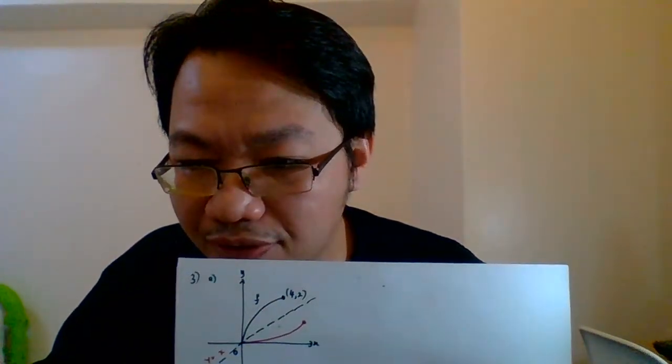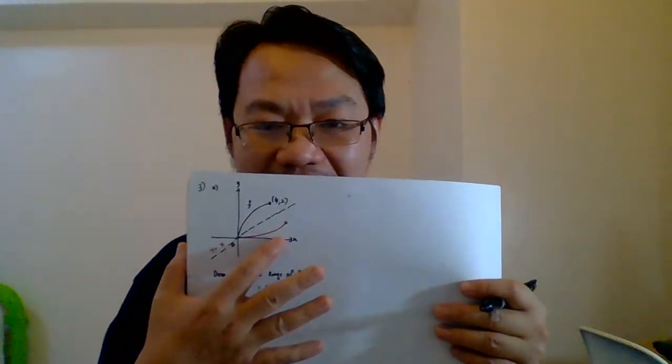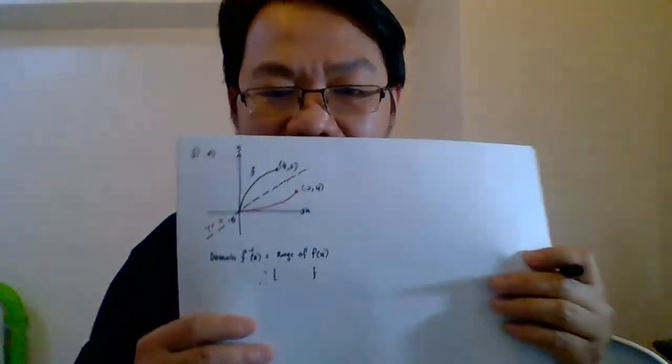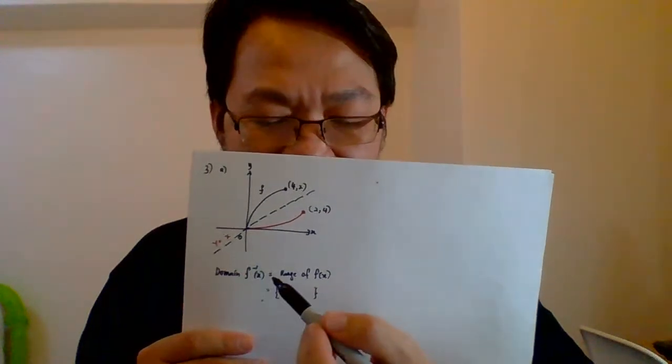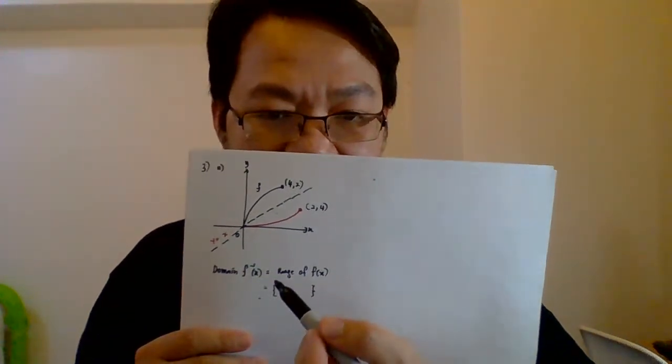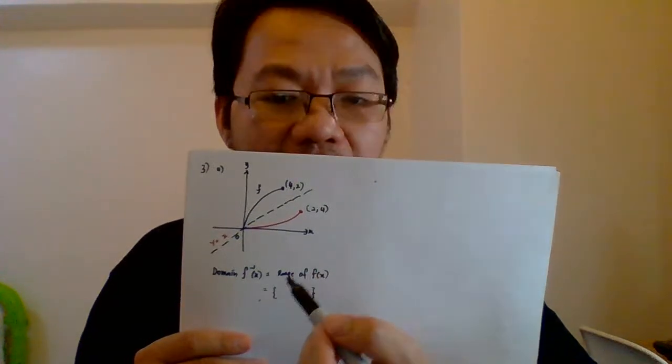Now some friends gave the answer, 24, 24, 24. Yes, correct. This is the answer, 24 here. The coordinates are just reversed. Good for you. Okay guys, now we are not talking about this one, but we are talking about the domain of f inverse. The domain of f inverse actually equals the range of f(x).